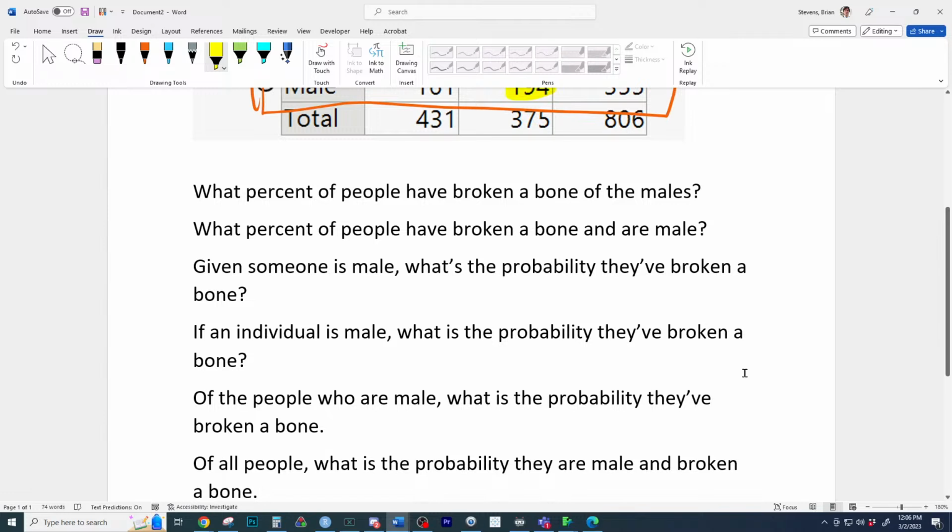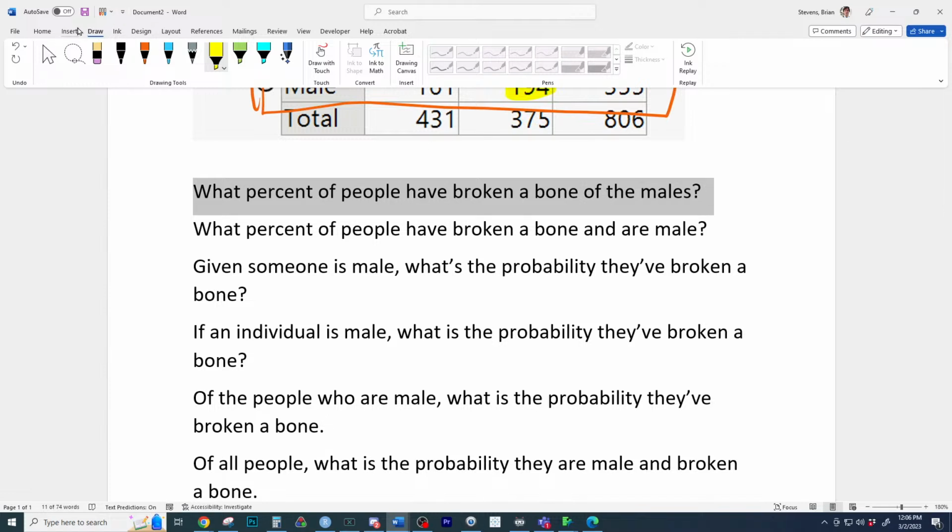Is it in probability decimal and not a percentage? It depends, and so definitely if you think it was an error, fill out the form. I sent out a form today if there was an issue with the way you think it was answered. But all these right here could mean slightly different things. Like, what is the probability? What percent of people have broken a bone of the males?